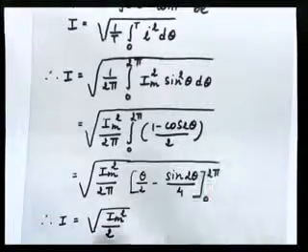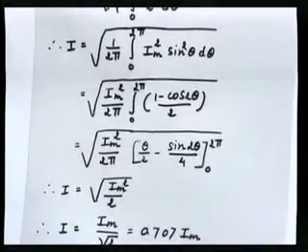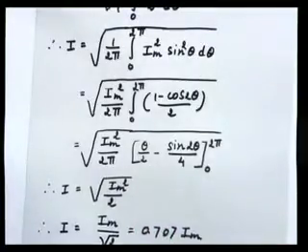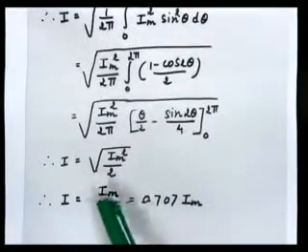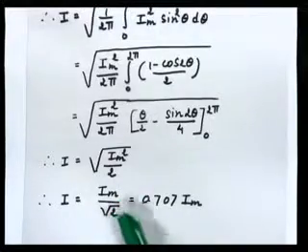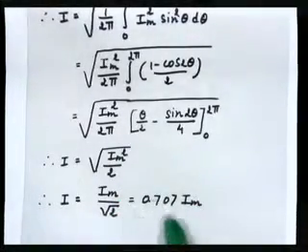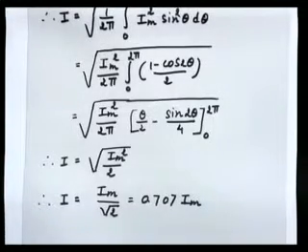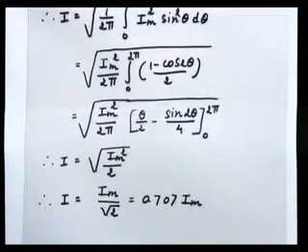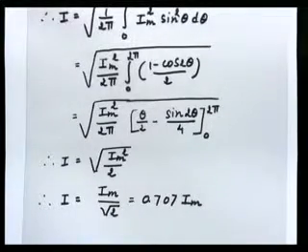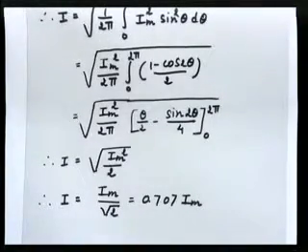0 to 2 pi. Your final answer is like this: I is equal to Im square by 2, or you can rewrite like this: I is equal to Im by root 2, which is equal to 0.707 Im. So this will give you the RMS value of current for an alternating quantity when you are considering the full wave configuration. Now the same thing you can derive for a half wave configuration.